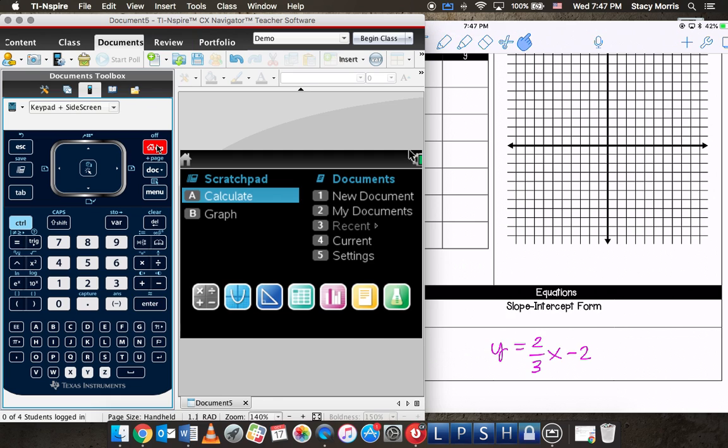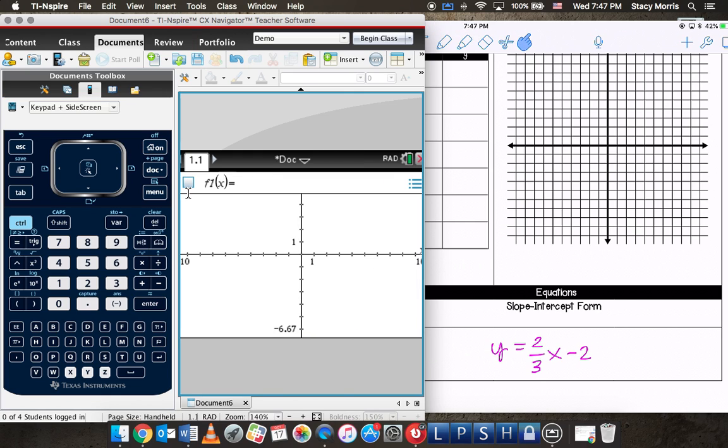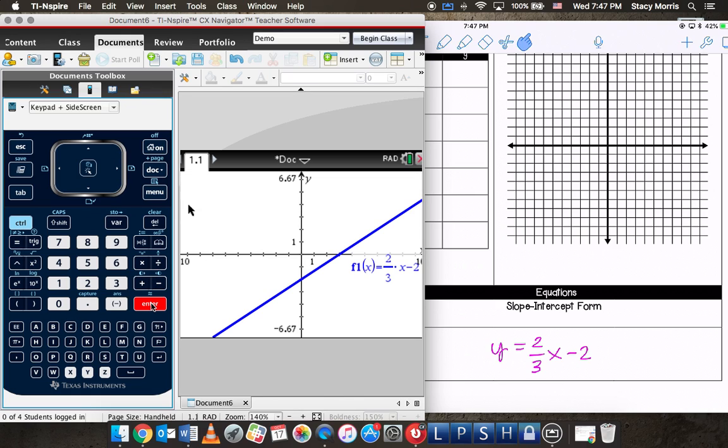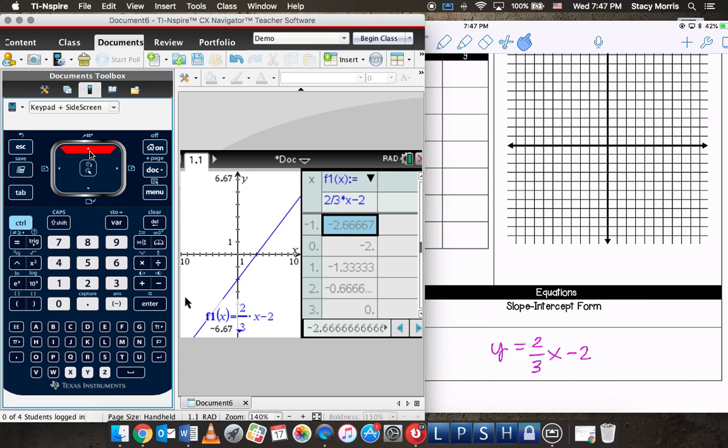So I'm going to go to my calculator. I'm going to do a new document, add a graph. So remember f of x and y are the same thing. So I'm going to leave that, control divide to get my fraction bar. I'm going to type in 2/3 x minus 2. So there's the graph of that. We're going to fill in the table. So remember when I type this in as a function, I can get a table by pushing Control T. All right, I want to get some negative numbers also. I don't want just positive numbers.